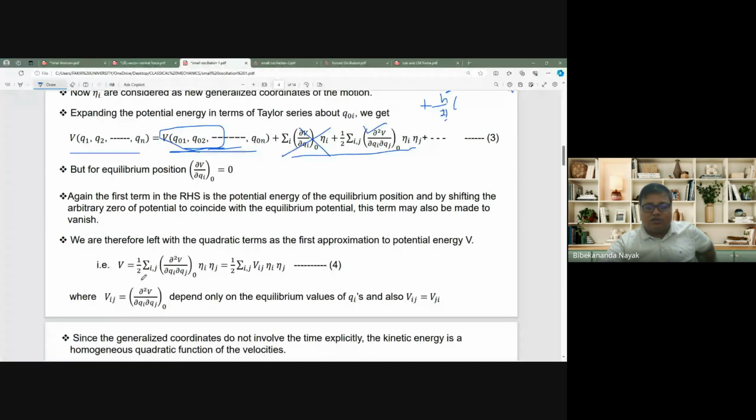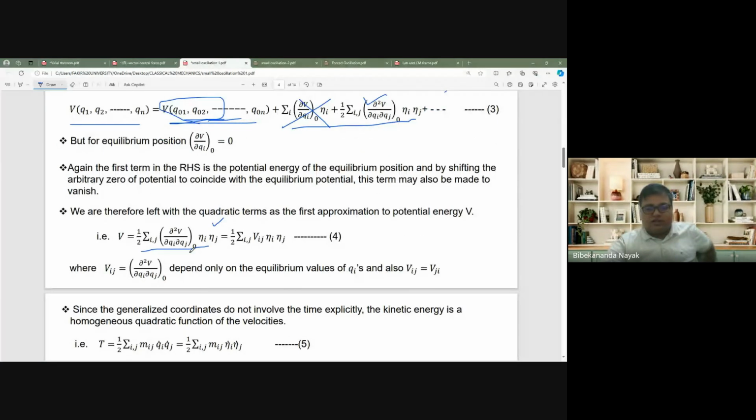V is the sum over i, j of half del square V by del q_i del q_j eta_i eta_j. And this quantity we write as the matrix V_ij into eta_i eta_j. V_ij means del square V by del q_i del q_j, evaluated at the equilibrium point.